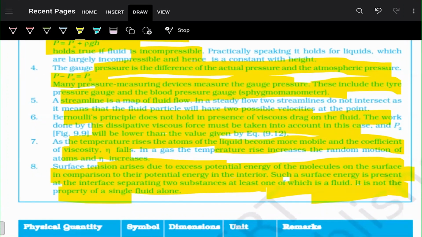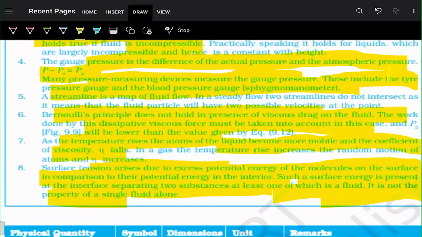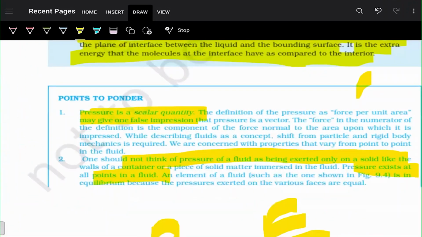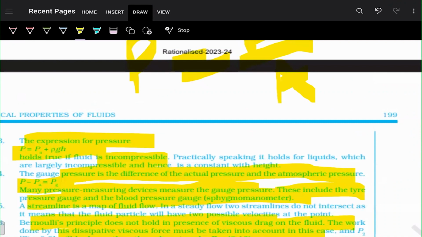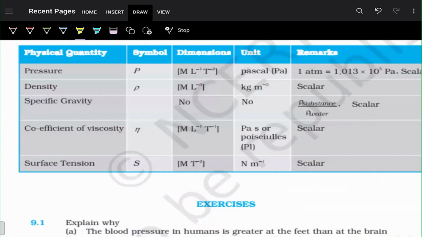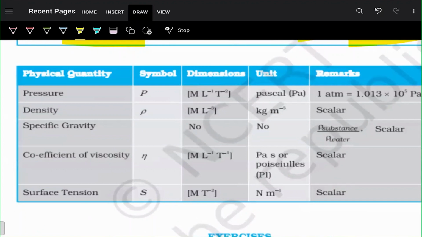Next, see, pressure is a scalar quantity, the definition of pressure as force per unit area. Okay, that is also done. If we look at the dimensions too, we can solve exercises in the next class. So what is pressure? What is the dimension of pressure? Pressure is force per area only.